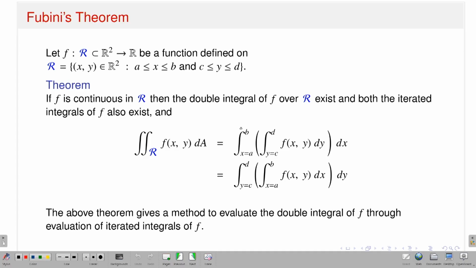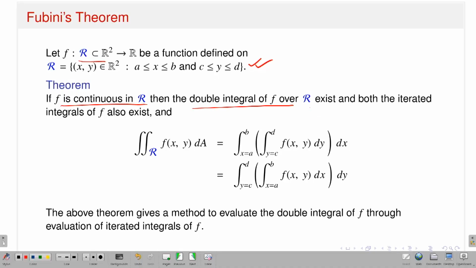Okay, now as I said, Fubini's theorem tells you some connections between the iterated integrals and double integrals. So this is the statement of Fubini's theorem. Let f be defined from some bounded rectangle R, a subset of R2, to R. It says that if f is a continuous function on R, then, as I discussed in my last lecture, f is Riemann double integrable, that means the double integral of f over R exists.